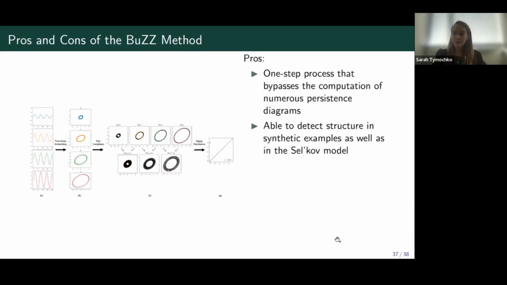This method is beneficial in that it bypasses the computation of numerous persistence diagrams. We don't have to look at the persistence of each one of these individual point clouds. We don't have to do anything with optimal cycle representatives to make connections. We're just able to use zigzag persistence to capture all of this information in one persistence diagram. We've shown that this method works in numerous synthetic examples as well as in an example dynamical system. So it seems promising in that it could be useful in different contexts.